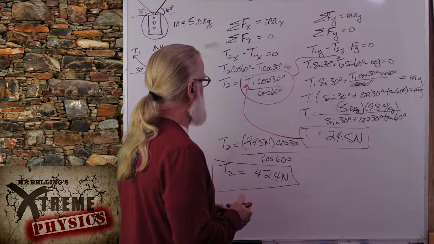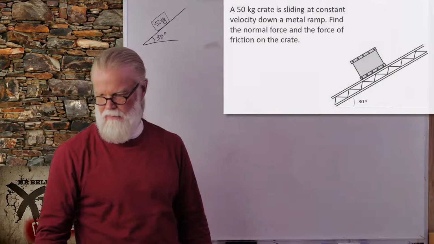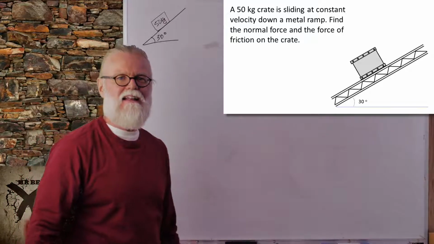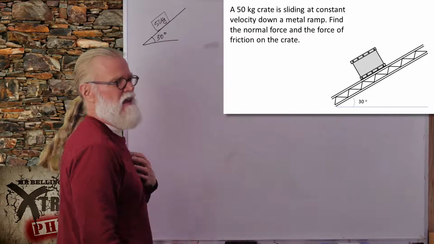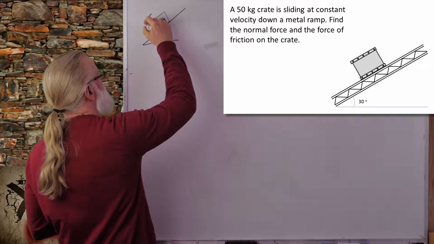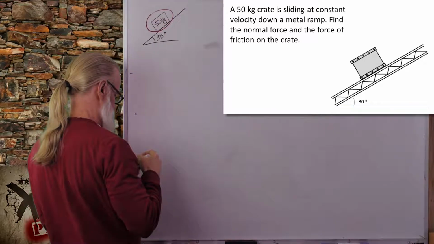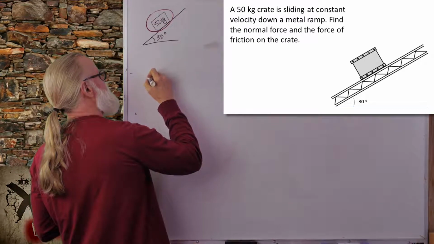All right, let's try another one. That was fun. All right, here we have a block on an inclined plane. Like that, a 50 kilogram block on an inclined plane at 30 degrees. I'll circle the object of interest, like that. And I'm going to tilt my axes.